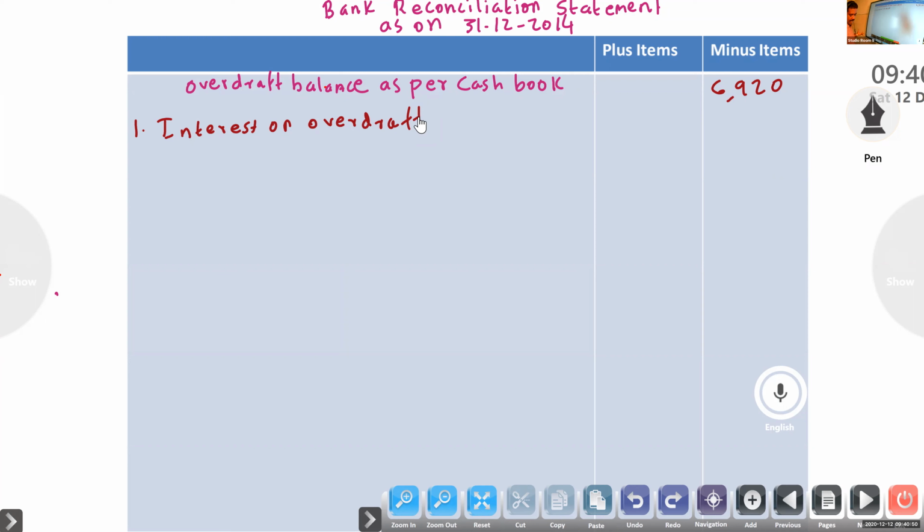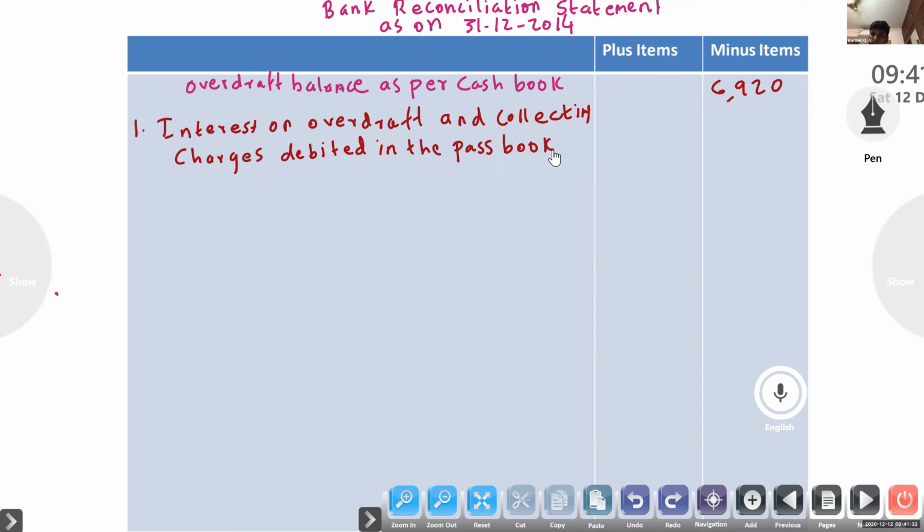Suppose if it is telling that dividend credited, then you have to write separately. Here both are the same effect, interest on overdraft and collecting charges, debited in the passbook. Karthik, plus or minus? Minus. Yes.